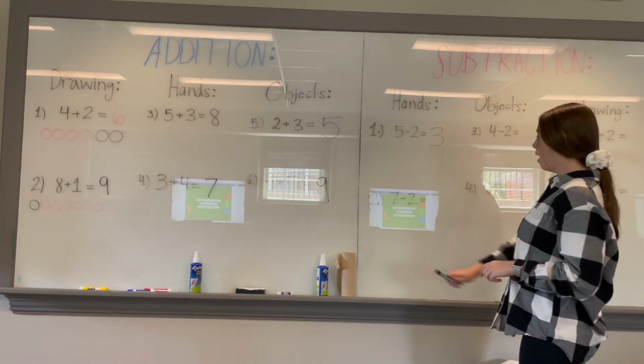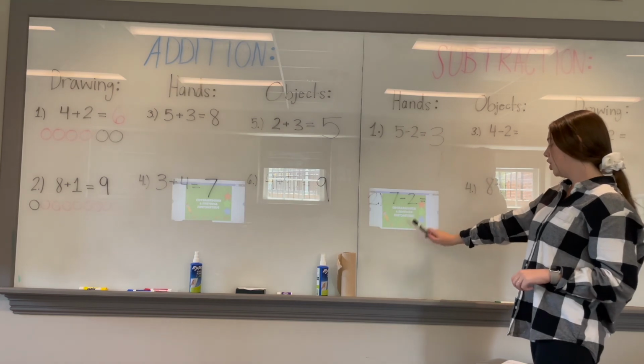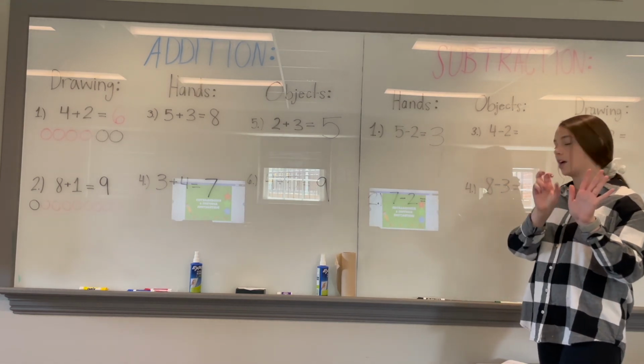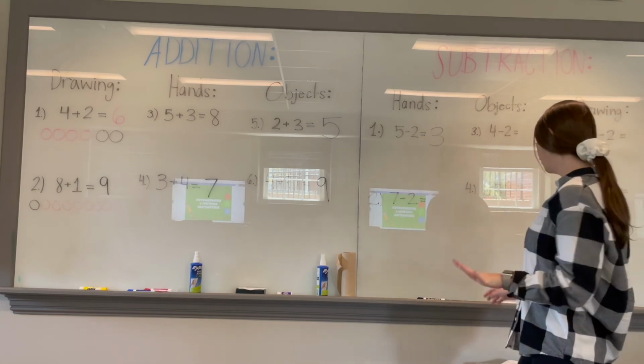So if we see the problem, 7 minus 2, we know that this means we hold up 7 fingers. Then we're going to take away 2 fingers, so we will have 5 fingers left.